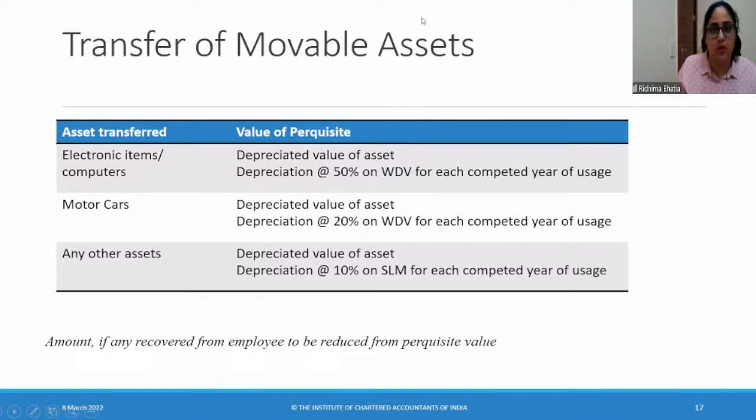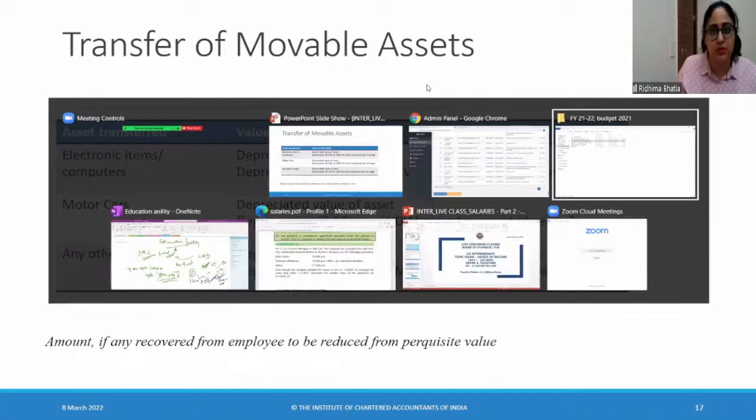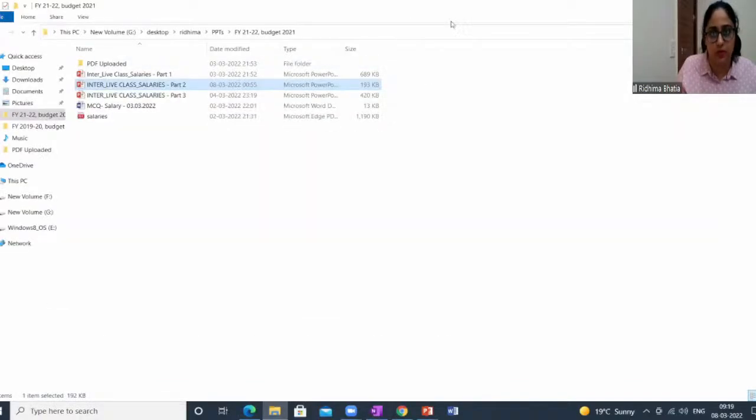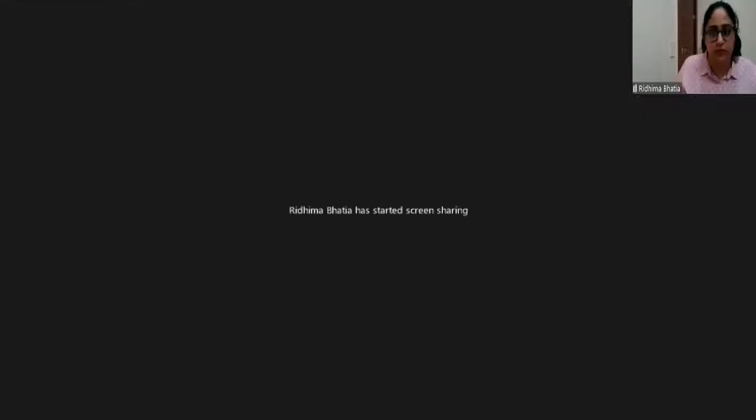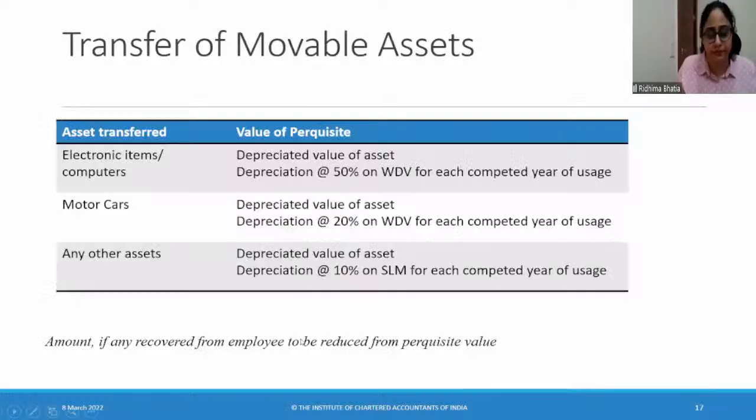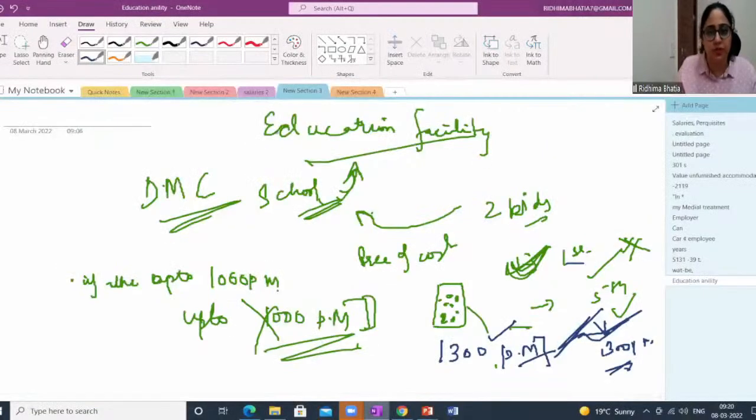Next is transfer of movable assets. Transfer of movable asset means now the ownership is being transferred.